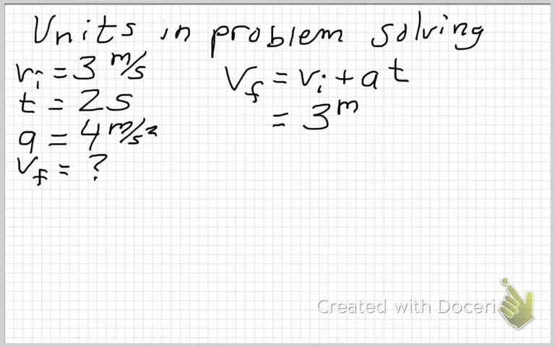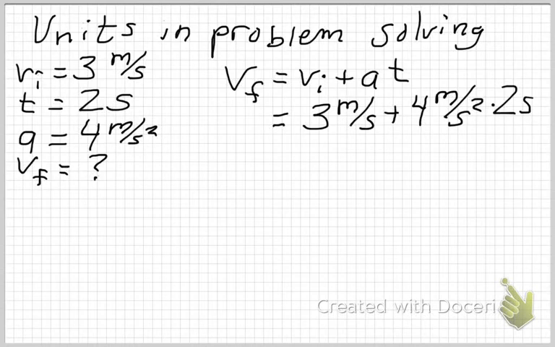Right? So our initial speed was 3. We're now including meters per second in line as we're proceeding through this problem, plus our acceleration of 4 meters per second squared, multiplied by the duration of time of 2 seconds. Okay, so now because we've included the units in this problem, let's go through and do the algebra for each part of this calculation while including the units.